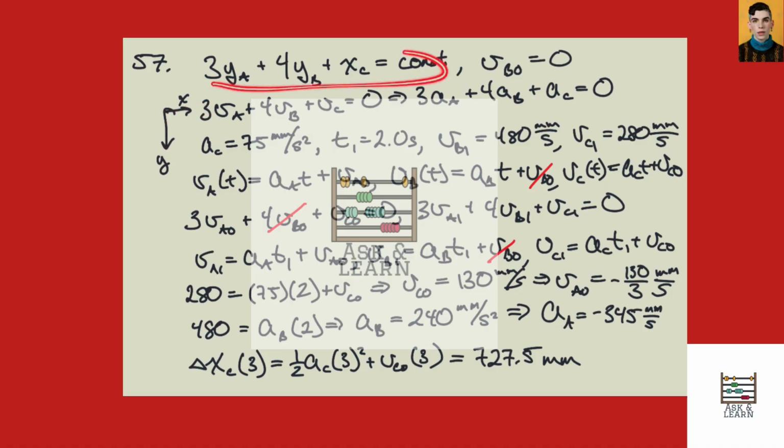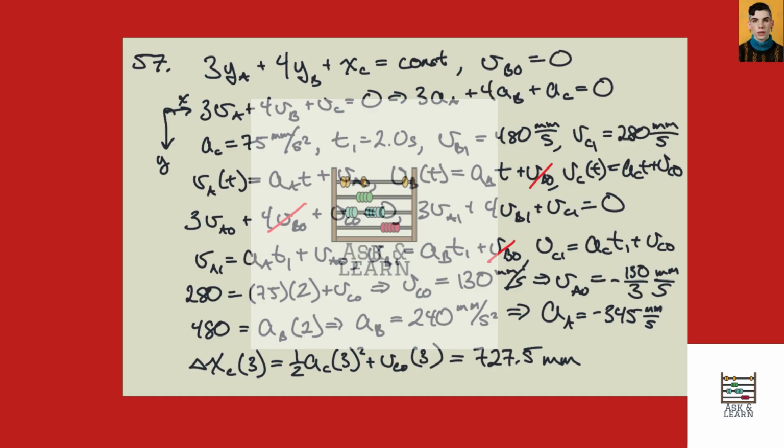If we take a time derivative of this, we get 3 times the velocity of A plus 4 times the velocity of B plus the velocity of C is 0. And then likewise for the accelerations, we can get a constraint equation. Now we're told that block B starts from rest, so its initial velocity is 0. Block A moves with a constant acceleration of 75 millimeters per second squared.